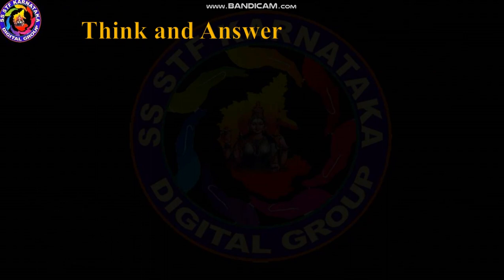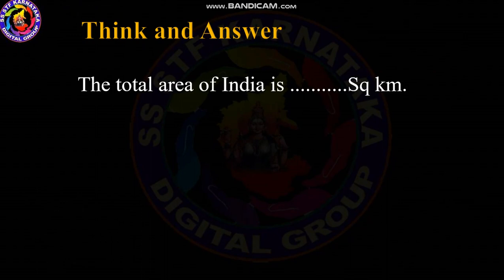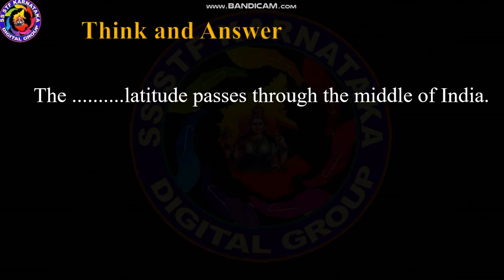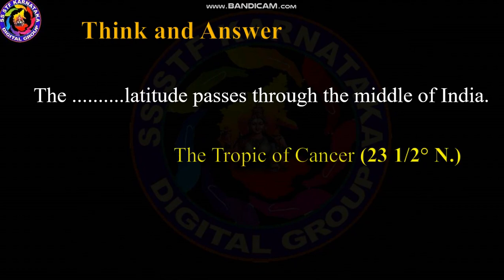Let's think and answer. The total area of India is 32,87,263 square kilometers. Which latitude passes through the middle of India? Yes. Tropic of Cancer or 23 and a half degree north latitude.